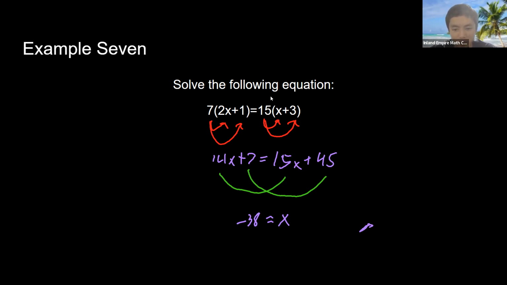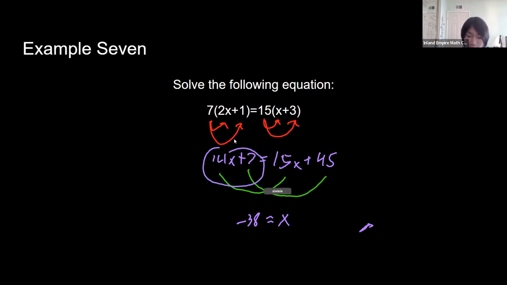Okay, guys, we're kind of silent today. So are there any questions, or is everyone just confused? Joyce, are you confused about anything? By both sides. So when we say both sides, we mean both sides of the equation. So we mean the side here with 14x plus 7, and then the other side with 15x plus 45.